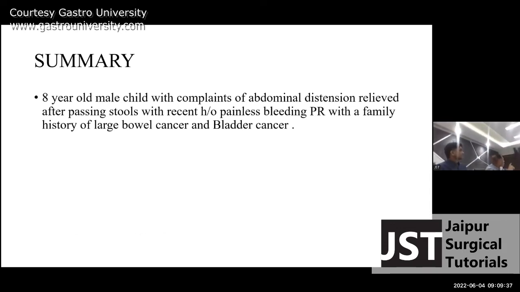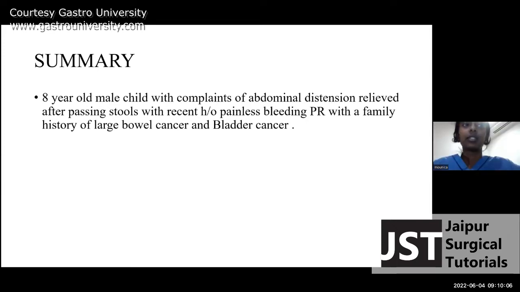Mounica, you said in your history there is no history of bleeding PR, hematochezia, and you gave a history of just 3 days of painless bleeding PR, and then later on you said that there was a history of bleeding with anemia for which the child was given blood transfusion 1 month back.